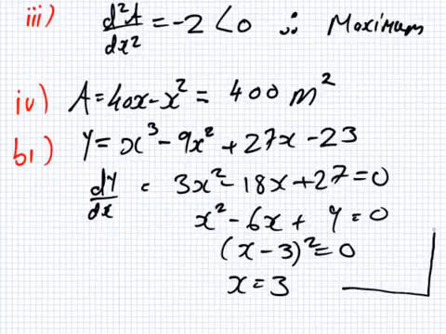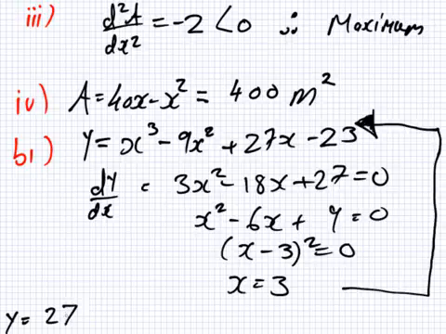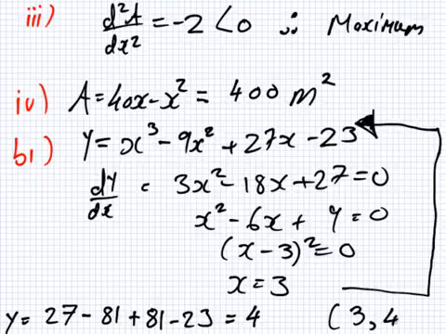Now we need to find the y. So if I put that back in here, I get y equals, let me see, 27 minus 81 plus 81. Is that right? 81, yeah? Minus 23. Oh, that's nice. That's 4. So the point is 3, 4.